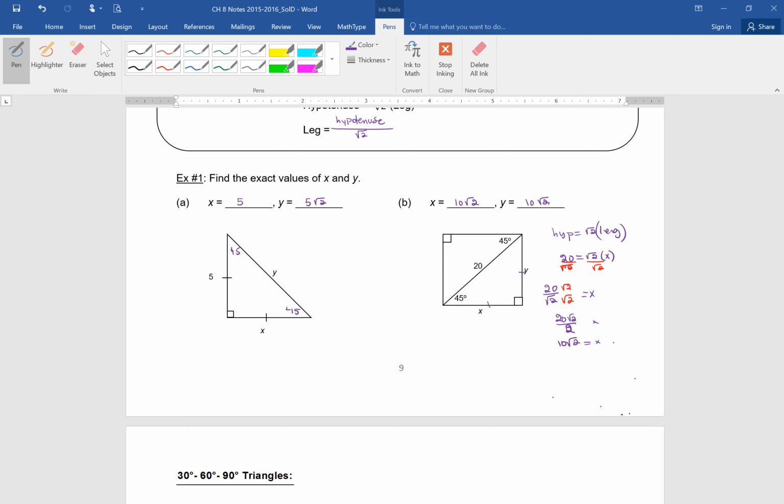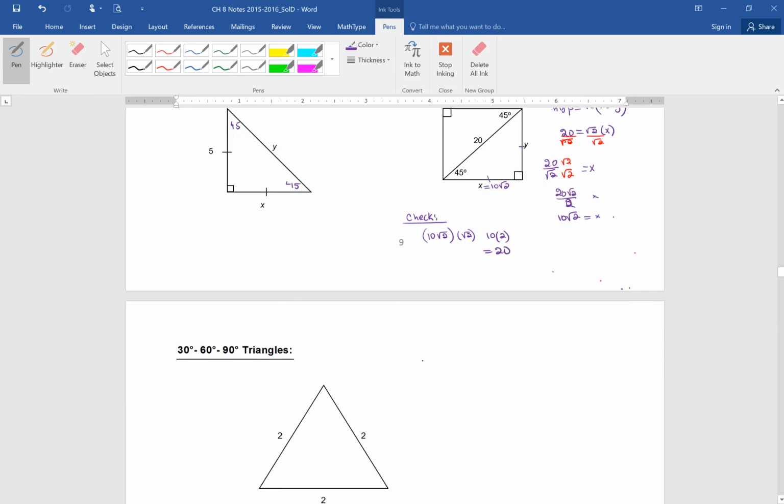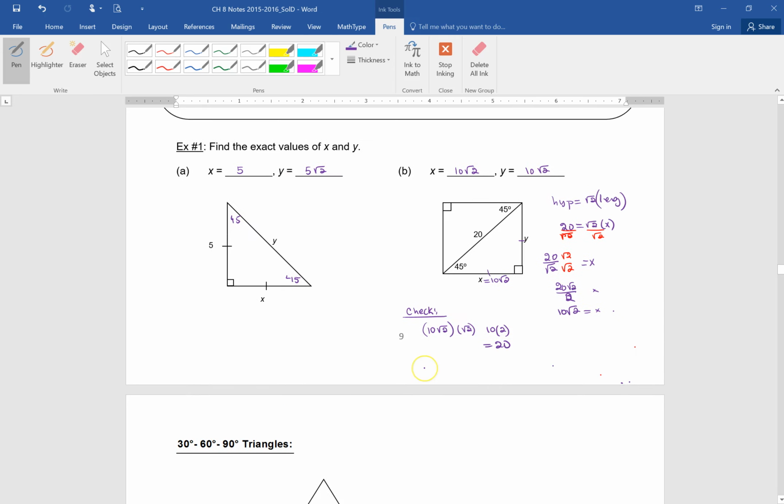And if you wanted to check, this is 10 root 2. This is the leg, and that's the hypotenuse. So let's check. The leg times root 2, that's what? 10 times 2, 20. You could do Pythagorean as well. All right, so that's the first type of special right triangle.